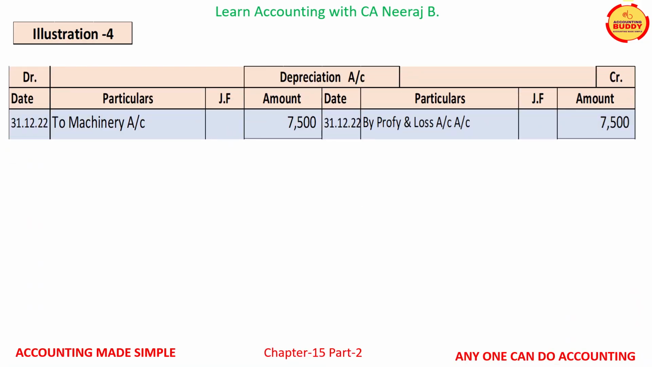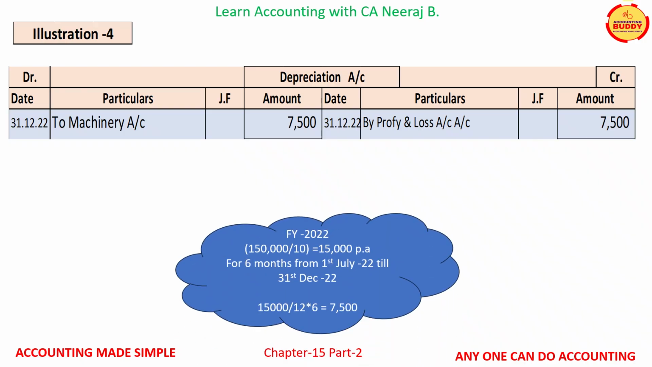For the first year, that is financial year 2022, depreciation will be charged for 6 months, that is from the date of purchase of machinery till the end of the financial year. In this illustration, the machinery is bought on 1st of July 2022 and till the end of the financial year, that is 31st December 2022, machinery is used for 6 months. Therefore, proportionate amount of $7,500 as the depreciation amount will be charged for the financial year 2022.